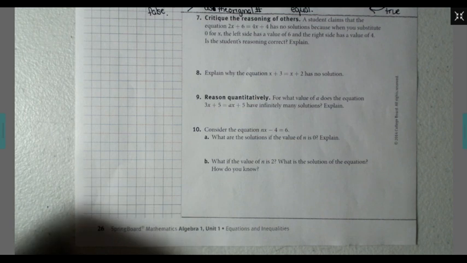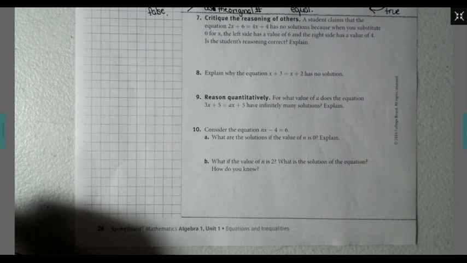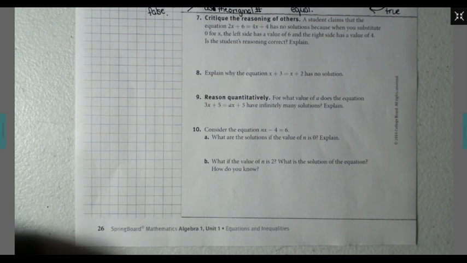A student claims that the equation 2x plus 6 equals 4x plus 4 has no solutions because when you substitute 0 for x, the left side has a value of 6 and the right side has a value of 4. Is the student's reasoning correct?